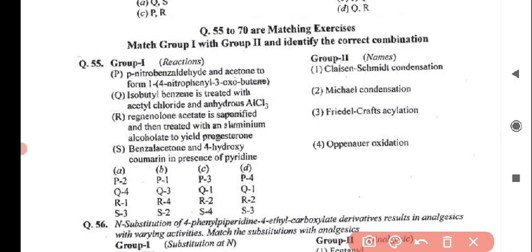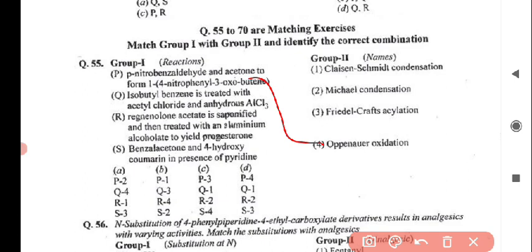following type. So in this question, the column 1 contains the reactions and column 2 contains the names of the reaction. So in this, the option number P, that is para-nitrobenzaldehyde and acetone to form 1,4-nitrophenyl 3-oxobutene. So it is correctly matched with option number 4, that is Oppenauer oxidation.